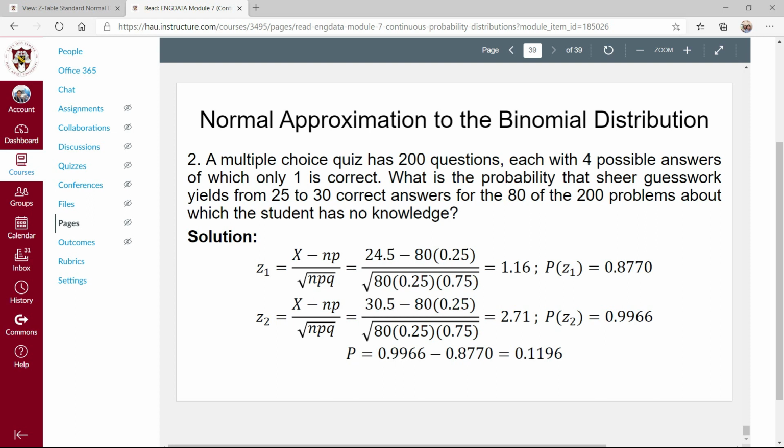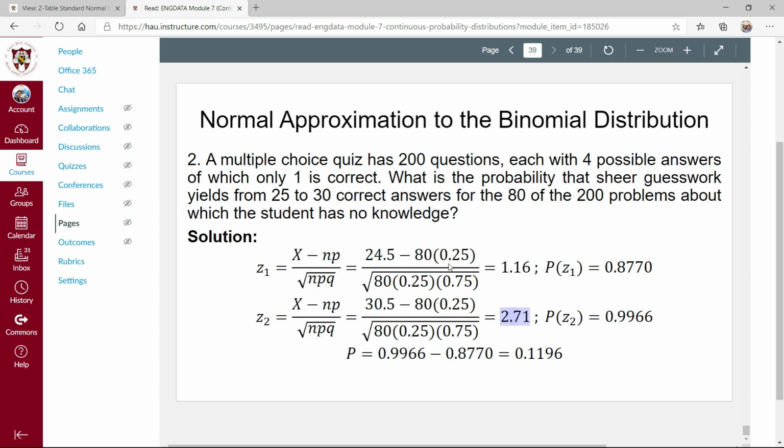Okay, so your x for z1 will be 24.5 minus 80 times p, where the probability of success is 1/4. Then the square root of n is 80, 0.25 is p, and q, or probability of failure, will be 0.75, that is 3/4. So you'll have an answer of negative 1.16. Same goes with z2. X will be 30.5 minus n, which is 80, times p, 0.25, then all over the square root of 80 times 0.25 times 0.75. So I'll have an answer of 2.71.